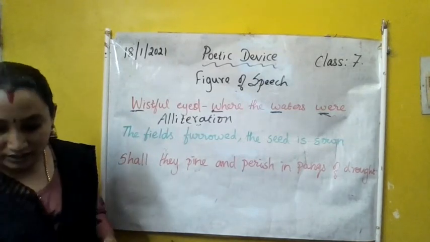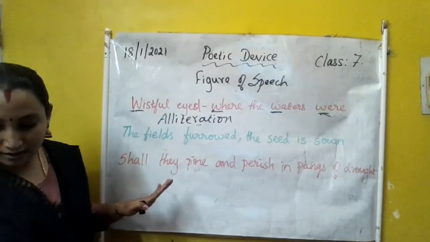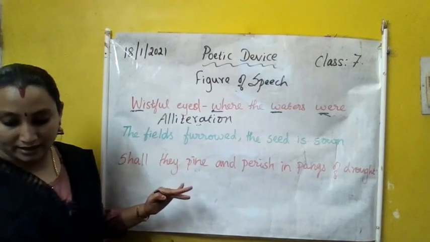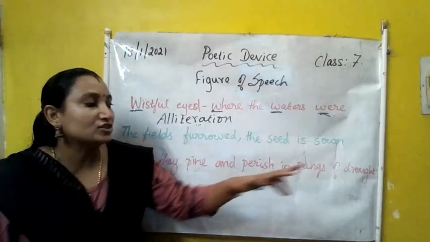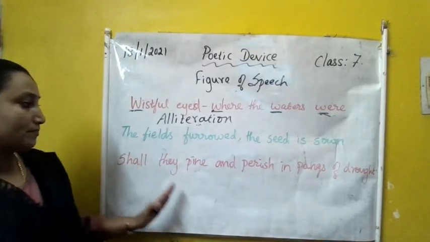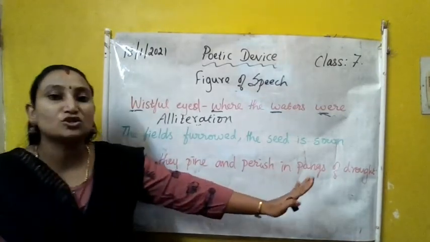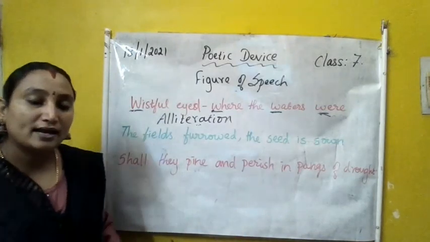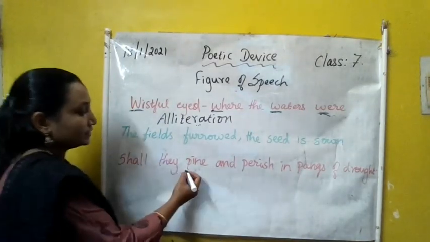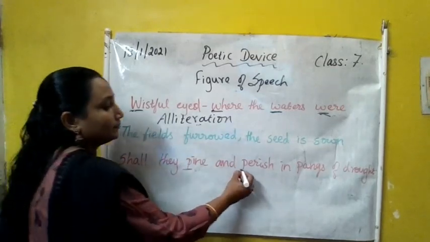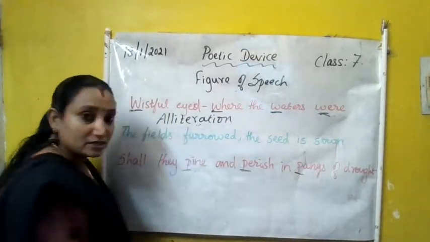Look at the second one, the same stanza, the second line from the last. Shall they pine and perish in pangs of drought? Which letter has been repeated again? Wonderful. It is nothing but P. The letter P has been repeated in this particular line.